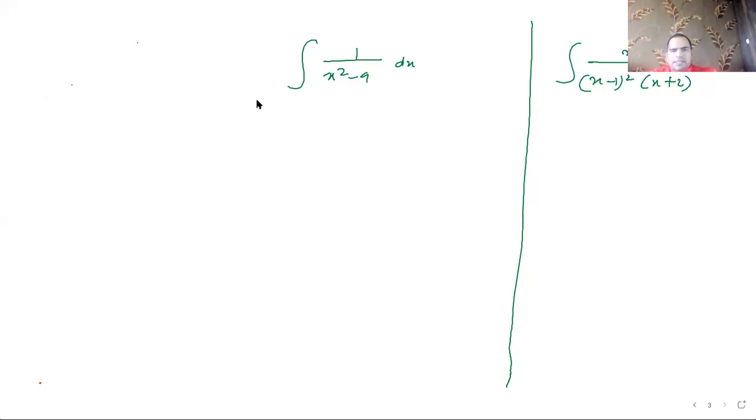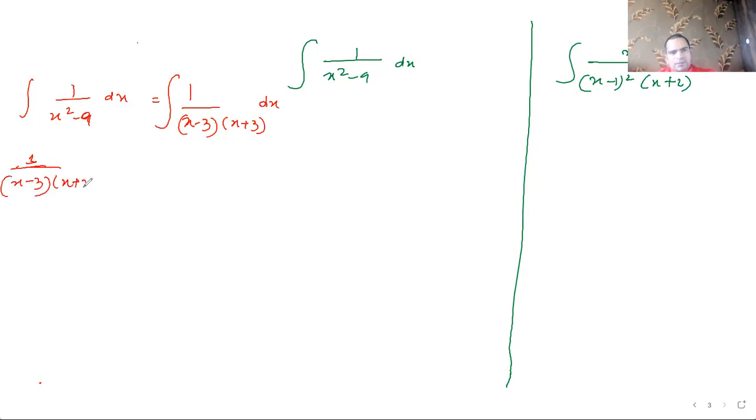When you talk about the second integral, let's say the integration of 1 over x squared minus 9, lots of kids get confused with this one. If you factor the denominator, you can see that it is the integral of 1 over (x minus 3)(x plus 3). So this is like any other question. Now we'll express this as a partial fraction first: a over x minus 3 plus b over x plus 3.